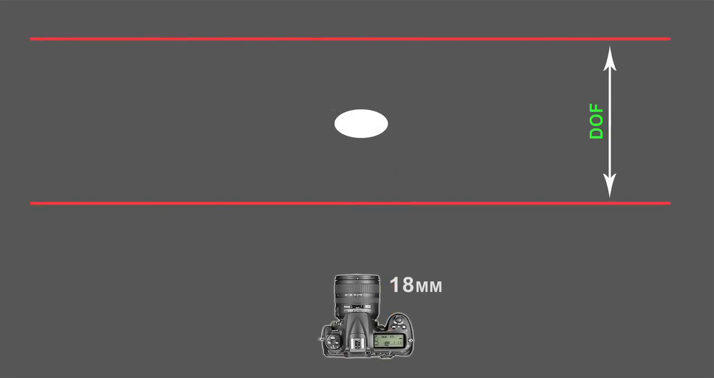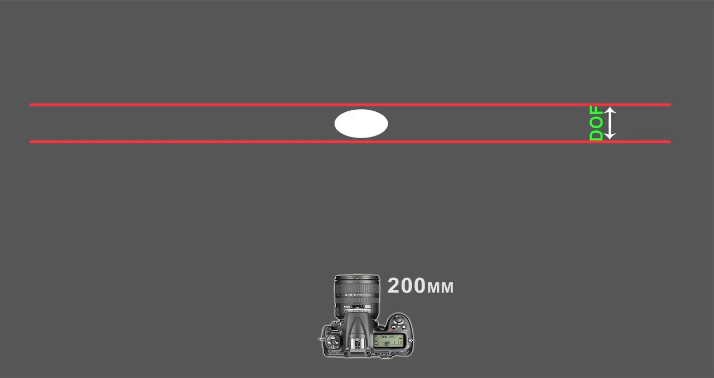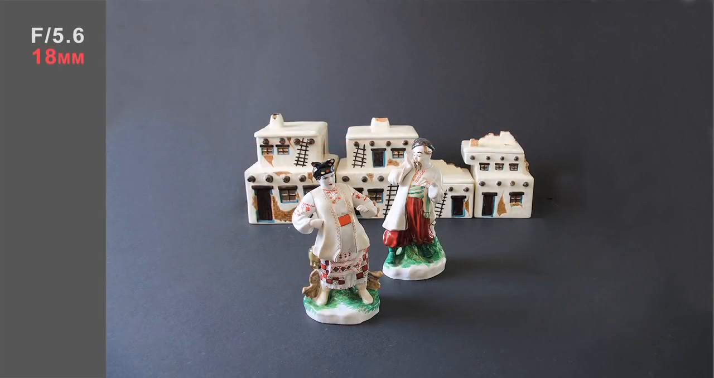This way, I would have much broader depth of field with 18mm lens than I would have with 200mm lens. Let's see how it works in practice. While I was taking these images, I was the same distance from my subject, so I wouldn't change my position. To get closer to the subject, I would only change the focal length of my lens. My aperture will also stay the same, at f5.6.